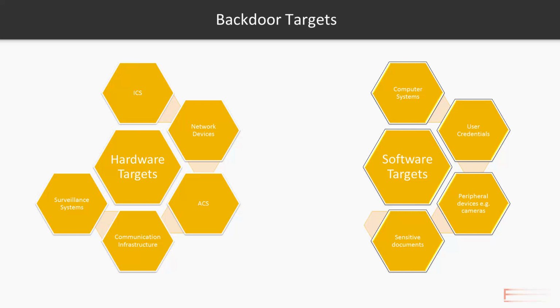When it comes to the software ones, we will be dealing with the software-based backdoors. These ones seek to exfiltrate information in general. So they may seek to take sensitive documents, have access to peripheral devices like cameras. For instance, if your webcam all of a sudden comes on and someone is monitoring you, takes a screenshot, this can be done by a software-based backdoor. Computer systems in general can be compromised using software-based backdoors, and then also user credentials and financial information like credit card details and the likes are usually the main targets of software-based backdoors.